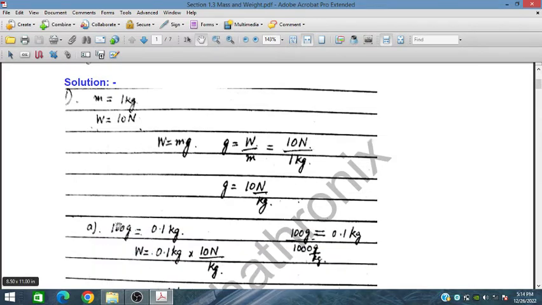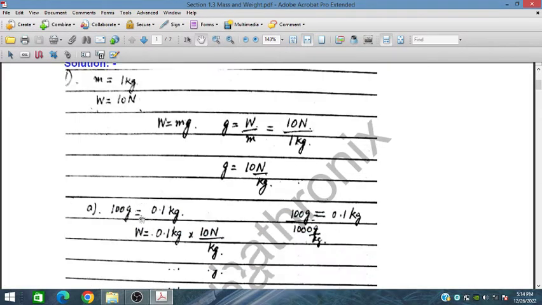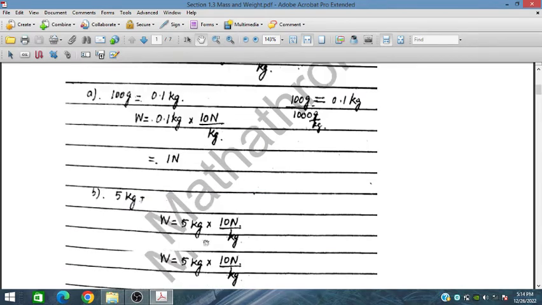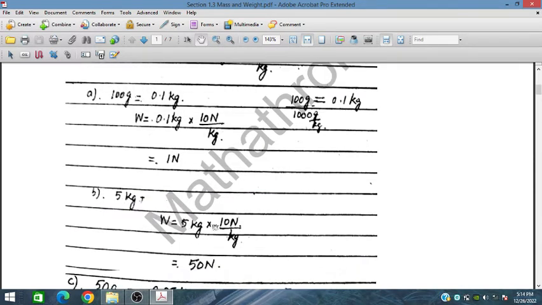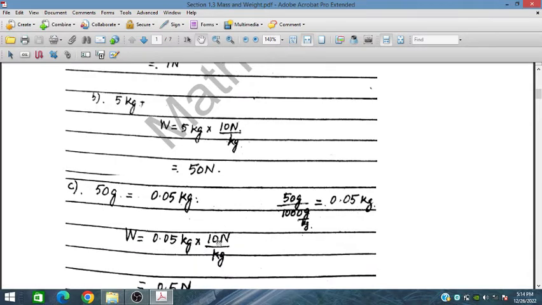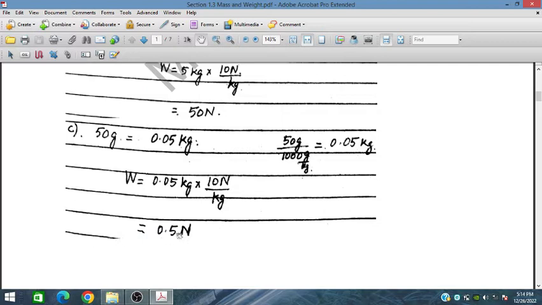For the 100 gram mass, we have to convert it into kilograms. We divide it by 1000 grams per kg, so it becomes 0.1 kilograms. This is used in place of the mass and multiplied by the gravitational field, and it gives 1 Newton. Similarly, 5 kg multiplied by this gravitational field gives 50 newtons. For 50 grams, first convert it into kilograms, which gives 0.05 kg, and we multiply it with the gravitational field and it gives 0.5 newtons.